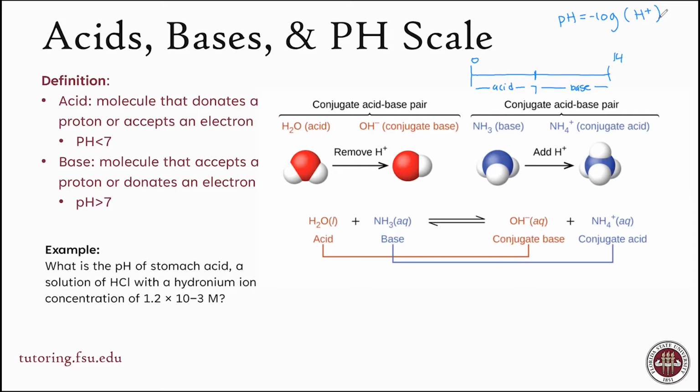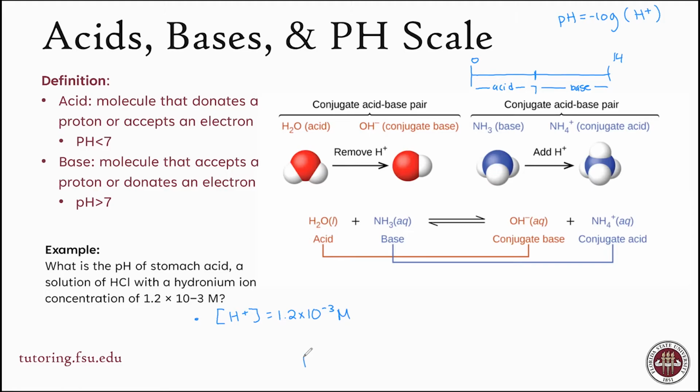Now, let's try an example using what we just learned. So what is the pH of stomach acid, a solution of HCl with a hydronium ion concentration of 1.2 times 10 to the negative 3 molar? So this one is pretty easy. They gave us already a concentration of H+, which is 1.2 times 10 to the negative 3 molar, and they want pH. That equation we just wrote relates H+ concentration to pH.